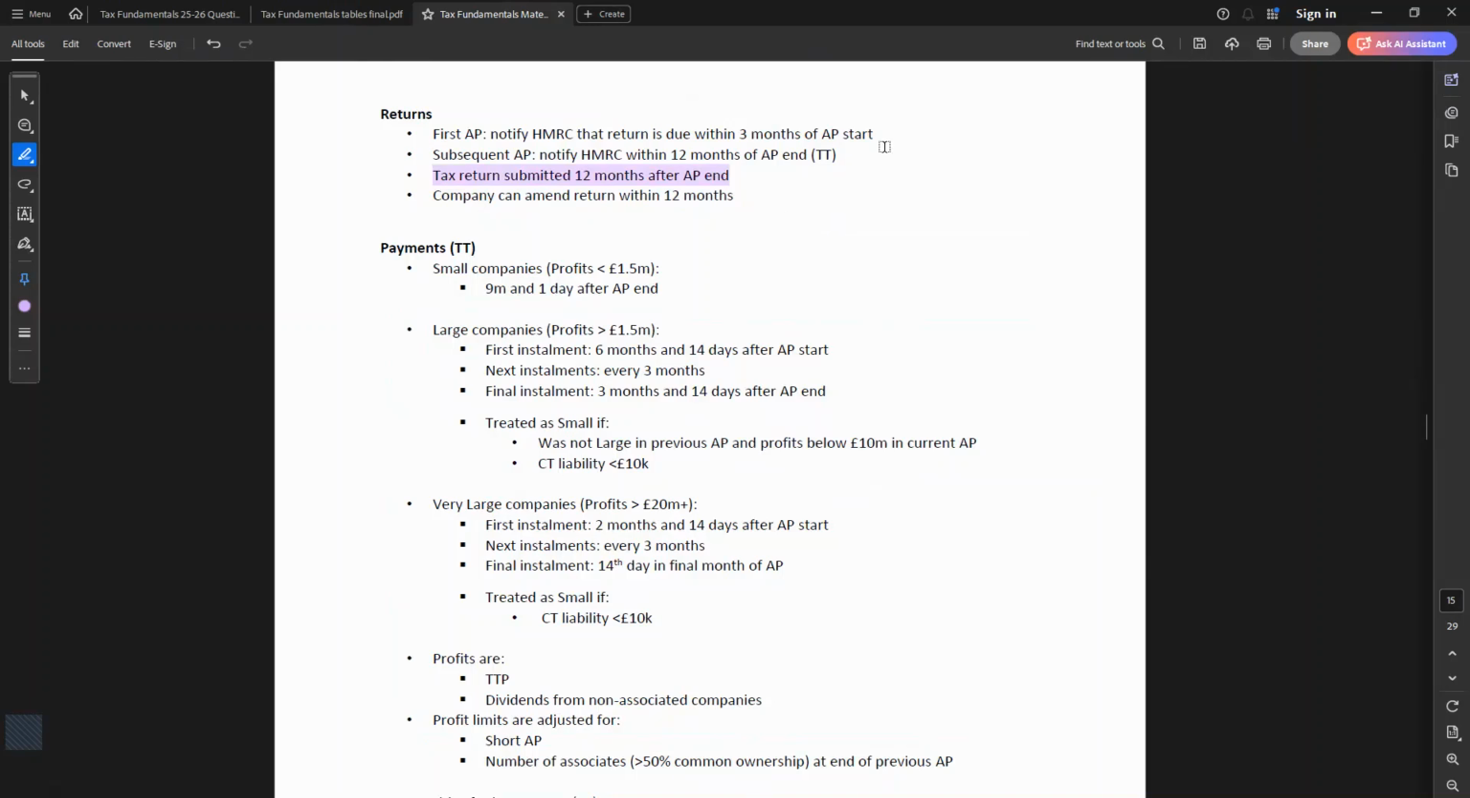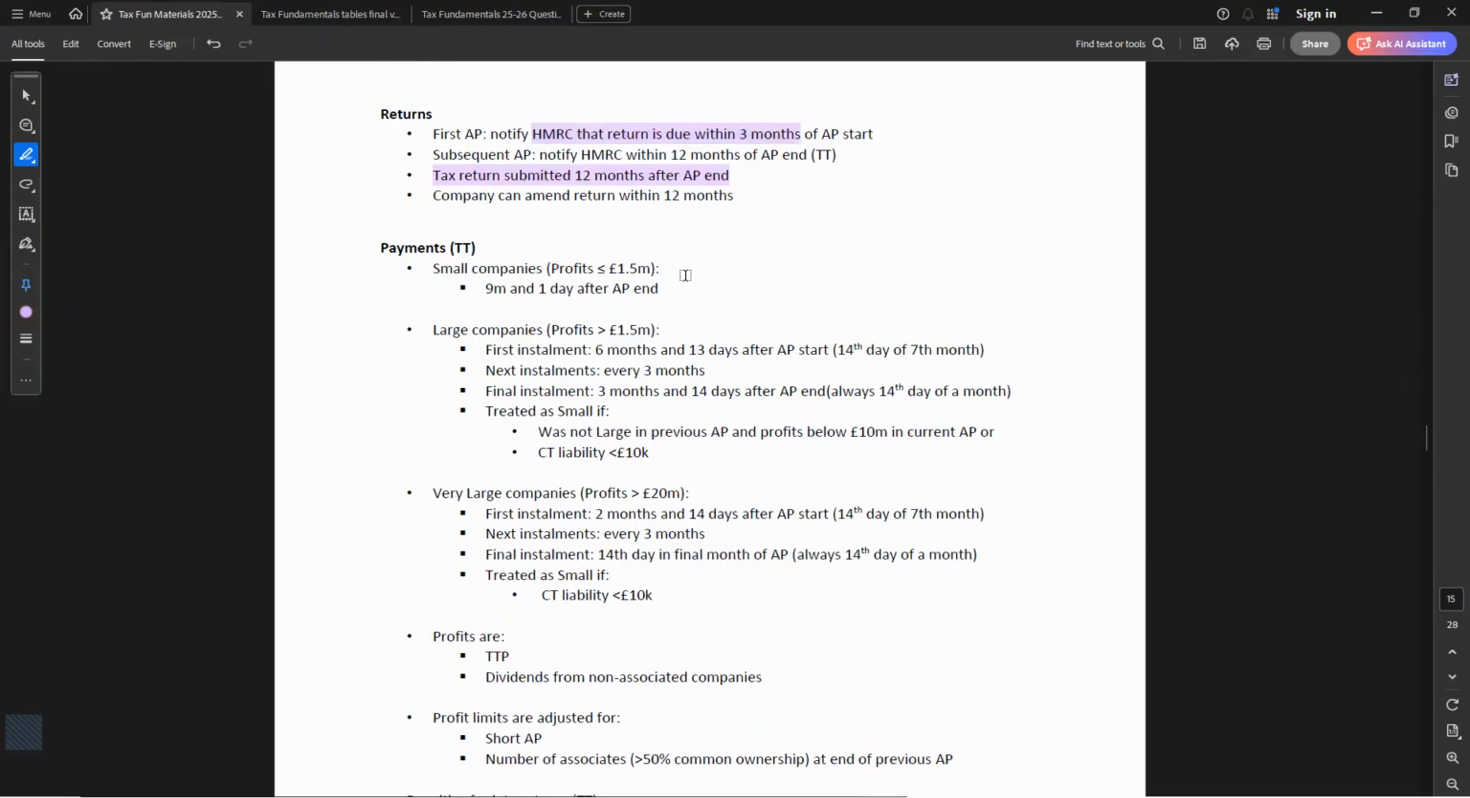With the first accounting period, they need to notify HMRC that a return is due within 3 months of the accounting. To work out the payment dates for companies, firstly, you need to calculate the augmented profits. We saw a calculation of augmented profits for marginal relief purposes, which is to take the taxable profits and then add on any dividends from non-associated companies. So here the definition is down here for what profits are within the payments regime. It's the total taxable profits plus dividends from non-associated companies.